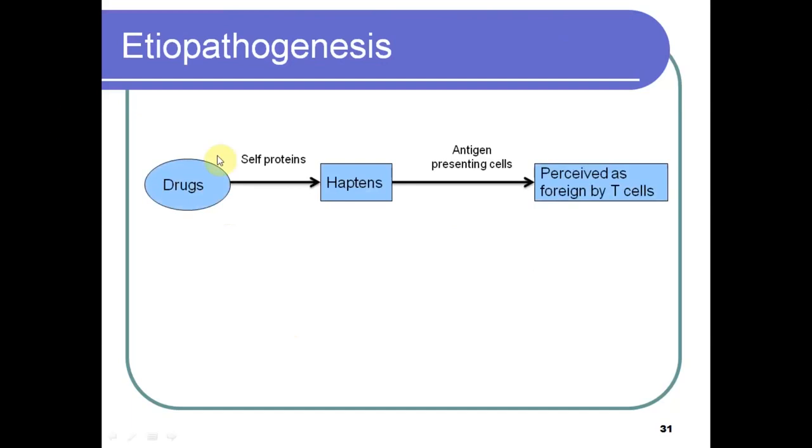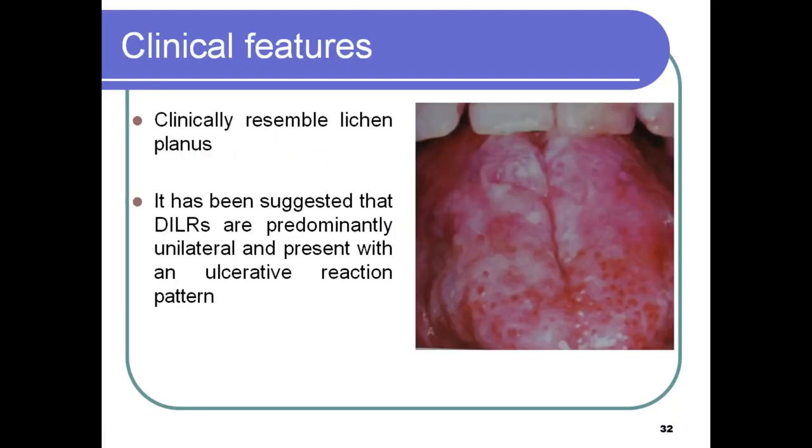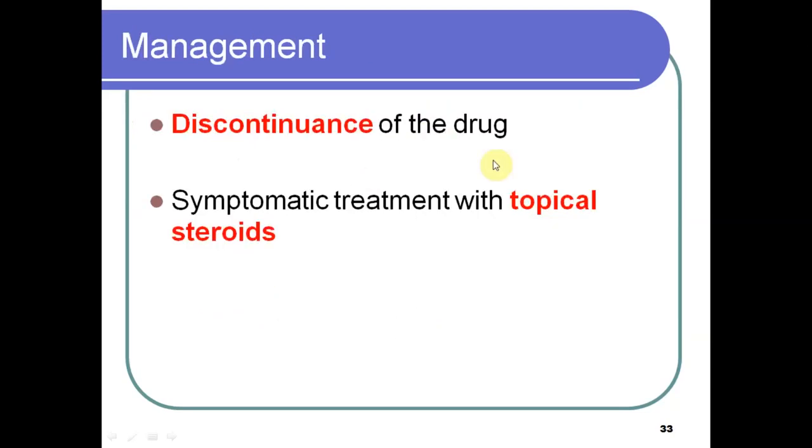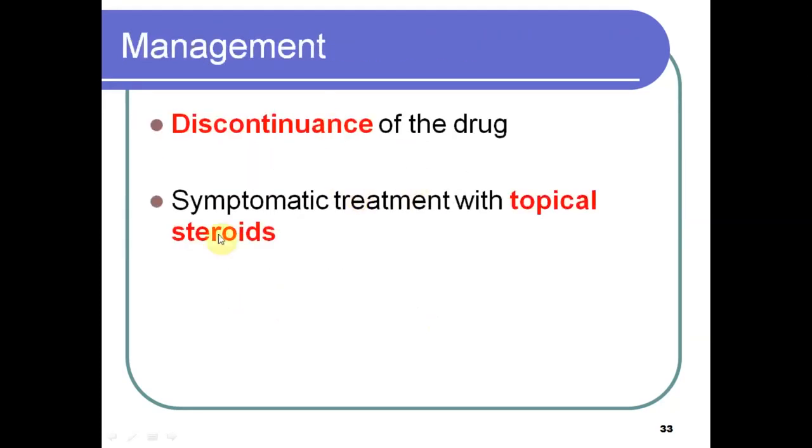So pathogenesis, we consume the drugs. So proteins with haptens act as antigens and are perceived as foreign objects by the T cells, and there will be an immune reaction. So drugs could be penicillin, gold or sulfonamides. Clinical features, it resembles lichen planus, but these drug induced lichenoid reactions are predominantly unilateral. Okay, the other one is bilateral and presents with an ulcerative reaction pattern. Management, the first thing is discontinuing the drug and then symptomatic treatment with topical steroids.